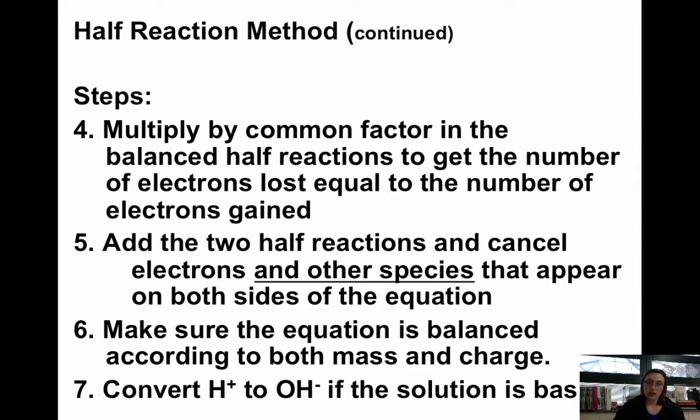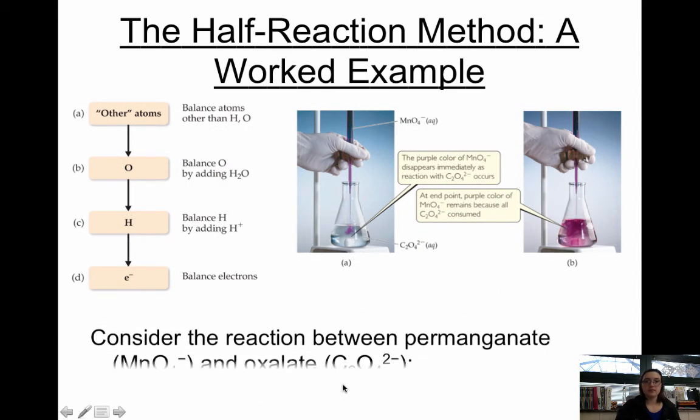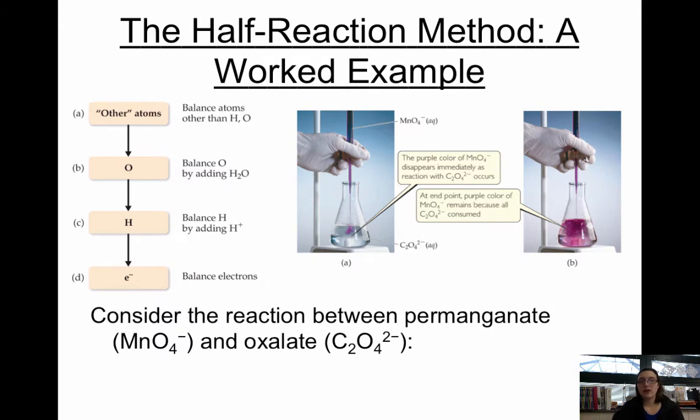And then we're going to deal with neutralizing if it's basic. So we're going to save this step 7 for the end, but all this is doing is, if it's basic, we have to go through neutralization. So we're going to go through an entire example together. This is going to be the worked example, so it lets you go step by step through the half reaction method.